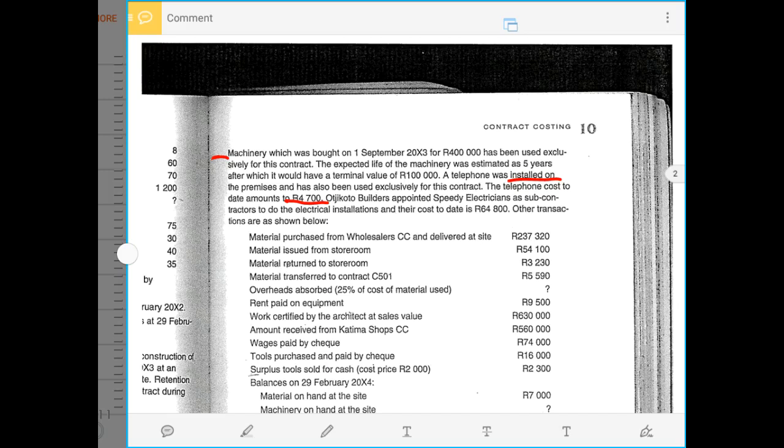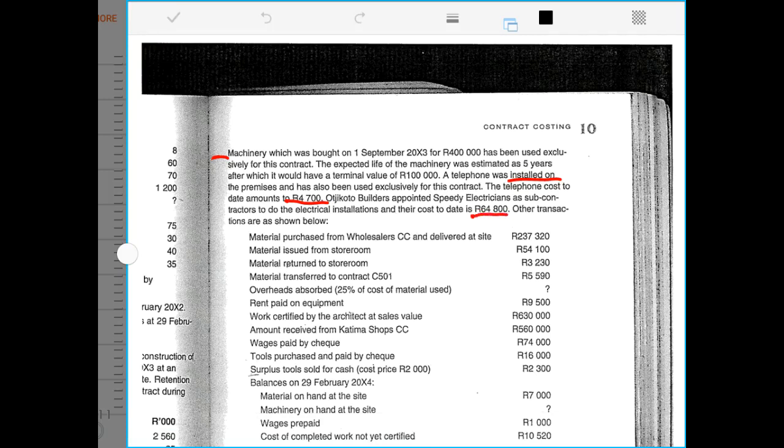Odrikoto Builders appointed Speedy Electricians as subcontractors to do the electrical installation, and their cost to date is 64,800. So now this is the cost of the subcontractors that will be recorded on the debit side of the contract account, and that will be recorded as Speedy Electricians. Other transactions are as shown below.